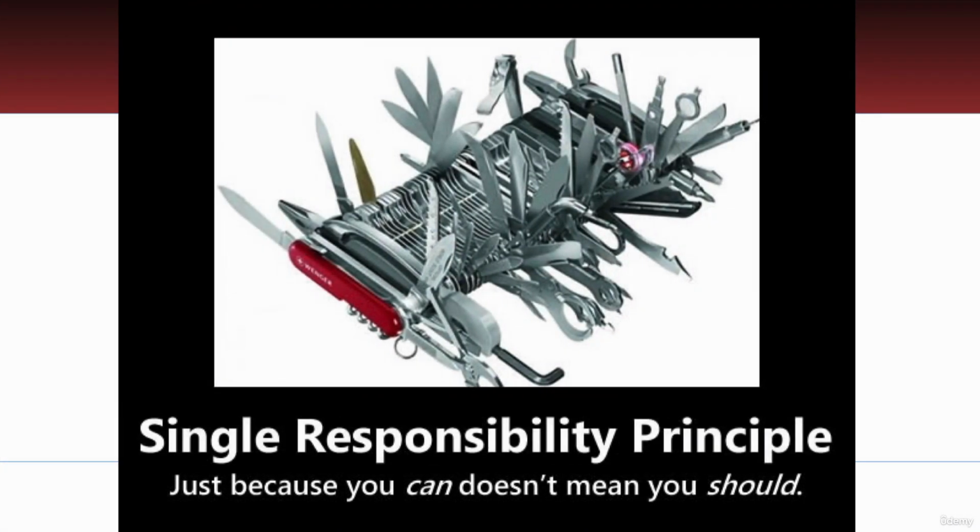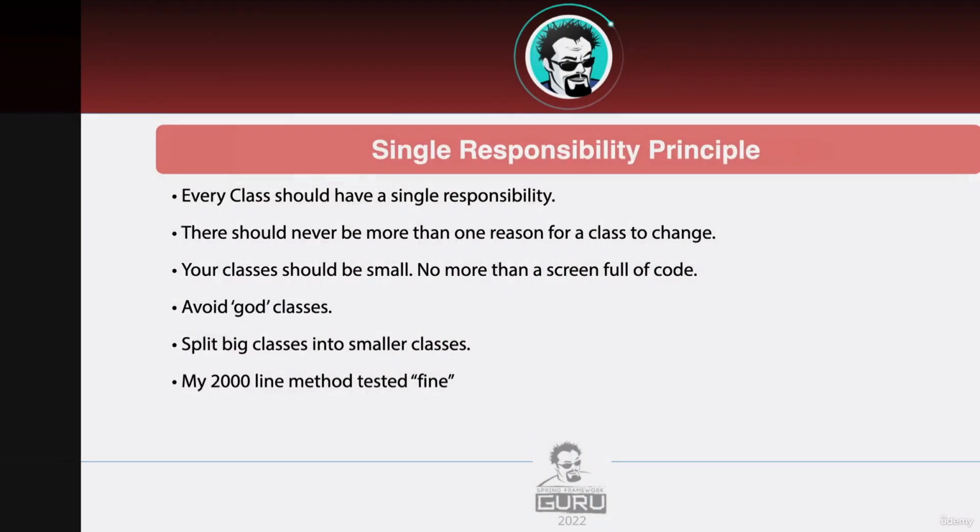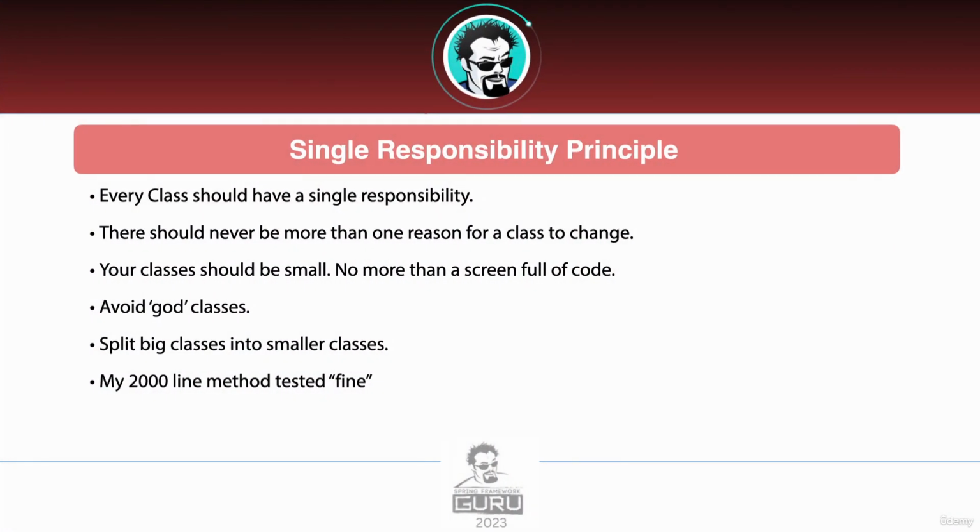So single responsibility principle. Just because you can doesn't mean you should. One of my favorite sayings there. So in the single responsibility principle, every class should have a single responsibility. There should never be more than one reason for a class to change. Your classes should be small. Ideally, a good guideline to go by is no more than a screen full of code. Avoid, air quotes, God classes, things that do everything. Split big classes into smaller classes.